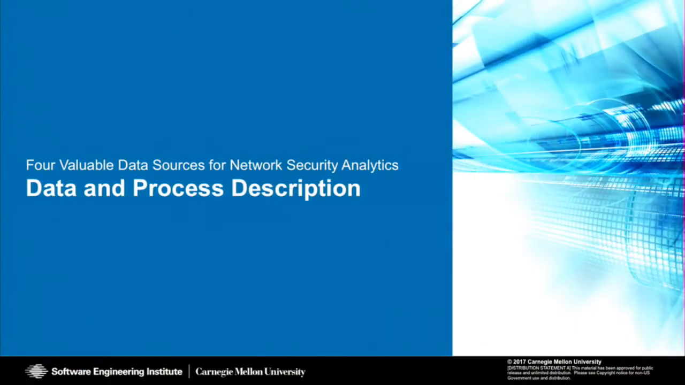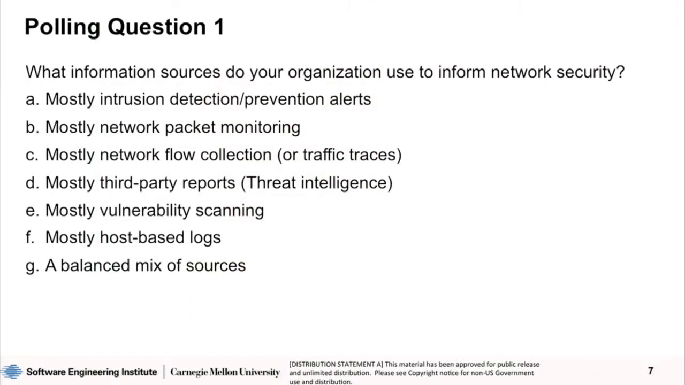We're going to start off with a data and process description, talking about specifically what these data sources are. But before we do that, here's a brief polling question. The first question we wanted to ask is, what information sources does your organization use to inform network security? So we ask that you just type that into your chat. Once again, the question will appear on your screen in a second. You'll see A through G. If you just type in the letter of your response, I will tally that way. So we'll give you about 20 or 30 seconds to see what the options are and respond.